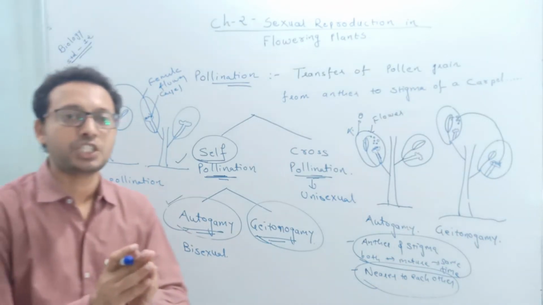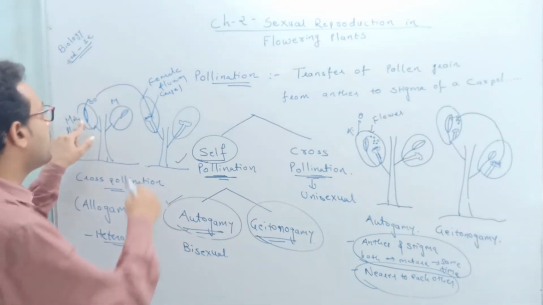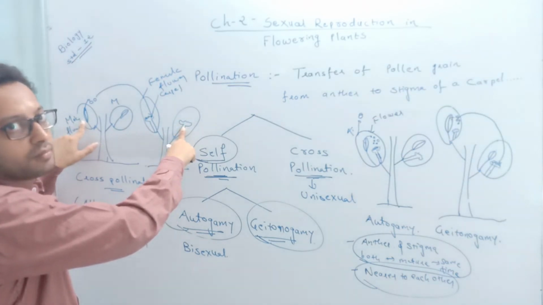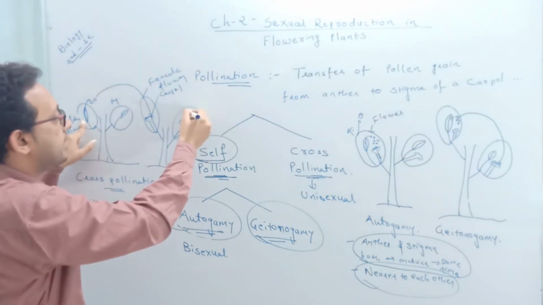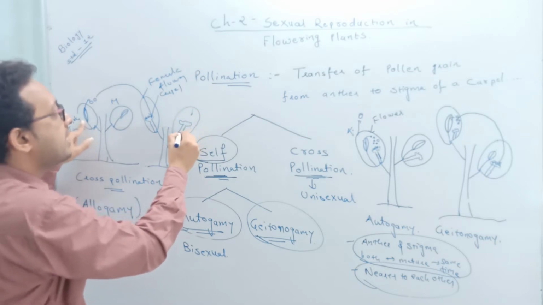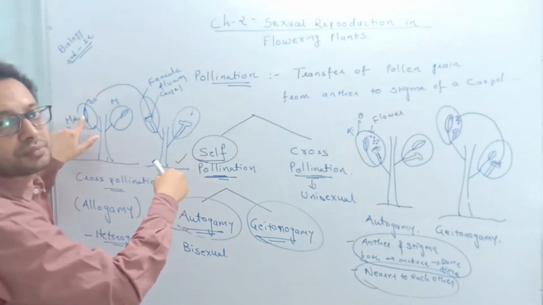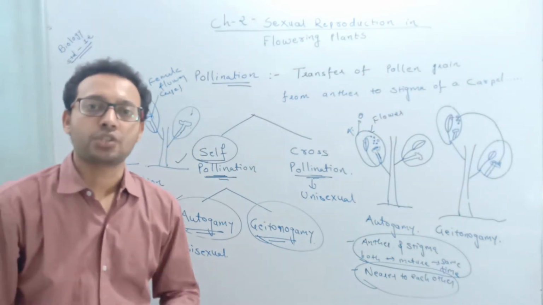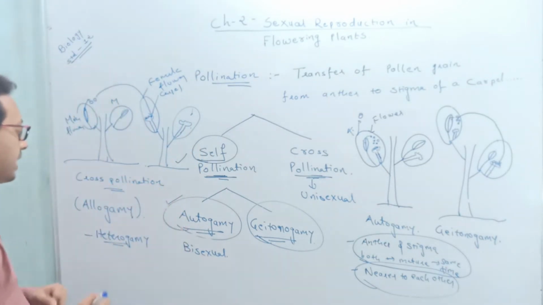So if they become mature at different times, like this one and this one, even though the pollen grain is transferred, it is not capable of fertilizing, because here the anther is mature, but this carpel or stigma doesn't become mature. So this is called heterogamy.